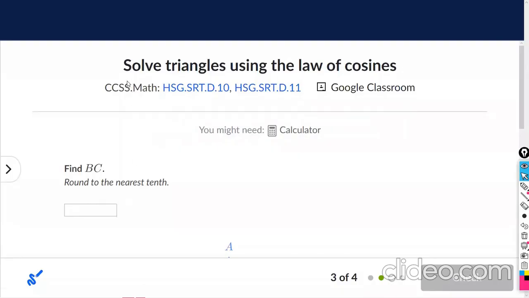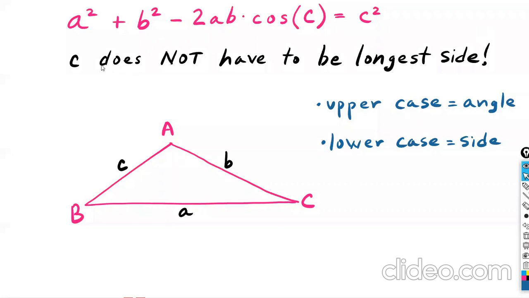This will be for the Khan Academy assignment, solve triangles using the law of cosines. So just some notes before we begin. The formula for the law of cosines is almost the same as the Pythagorean theorem. It's going to be a squared plus b squared minus 2ab times the cosine of C equals c squared.